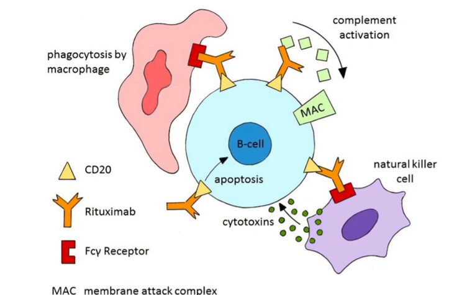Second pathway, complement-dependent cytotoxicity. The upper right portion of the diagram shows classical complement pathway activation when multiple rituximab antibodies bind to CD20 molecules closely clustered on the B cell surface. They bind to and activate the complement proteins circulating in the blood, represented by the light green squares.